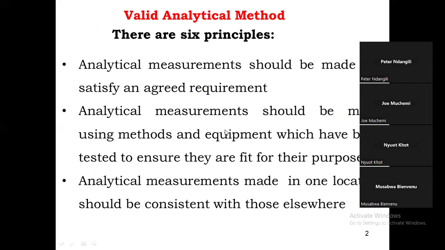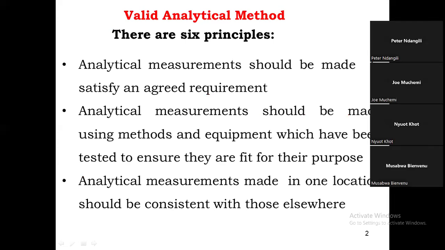Now, when we are talking about a valid analytical method, there are some principles that we have to put in mind when we are selecting a reliable analytical method. There are 6 basic principles that have to be put into consideration when we are choosing an analytical method. And those principles are as follows. Number 1, the analytical measurements that we do should be made to satisfy an agreed analytical requirement.